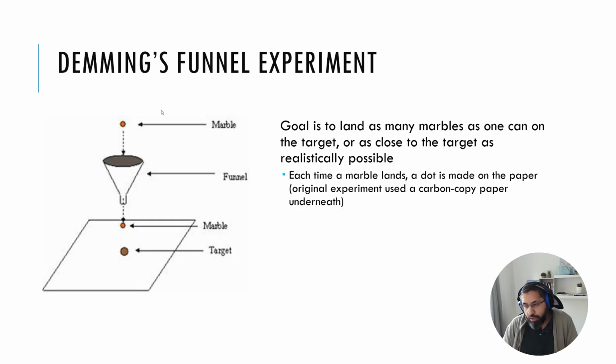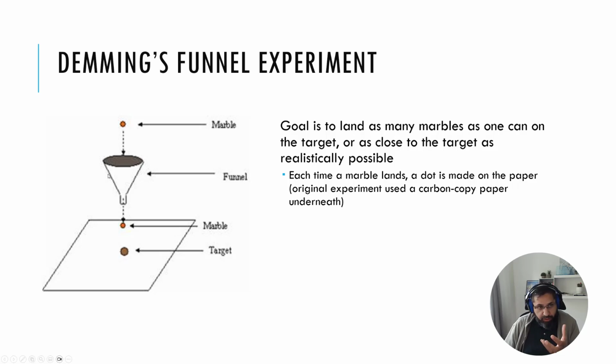So we're going to do it by imagining that we're actually doing it. And so this was the famous Deming's funnel experiment. You have a paper, and on top of the paper, held by some sort of stand or metallic arm, is held a funnel. And you have to drop marbles through the funnel onto the paper. In the exact center of the paper, you have a mark, like a dot or an X, which is the target. The goal is to make the marbles land on the target or as close to the target as possible.